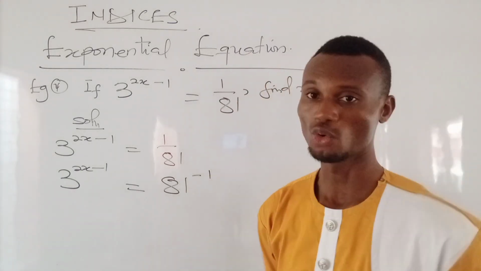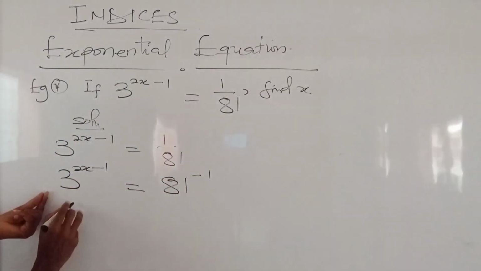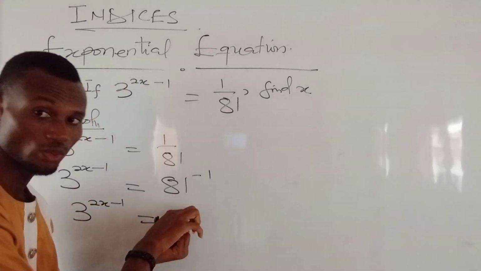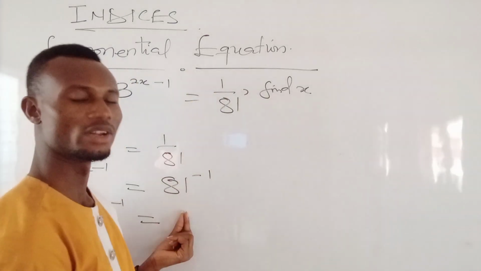Okay, so let's go ahead and see. Now let me repeat what is here. I have 3 to the power 2s minus 1 equal to 81. I need to write 81 as 3 to the power something. So 3 to the power what gives 81?